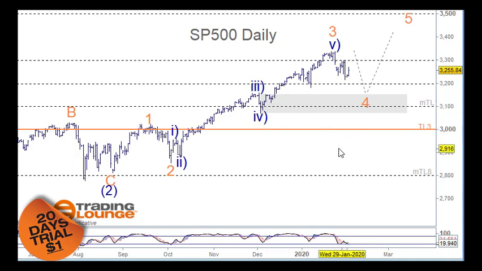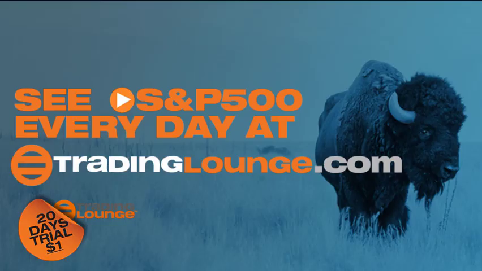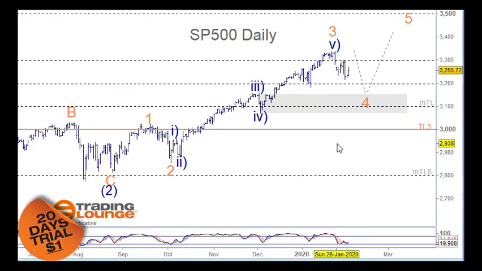So I'd like to take those two things on board: the simplicity of the wave 4s and also not pulling back to their target areas. So there's two things there.